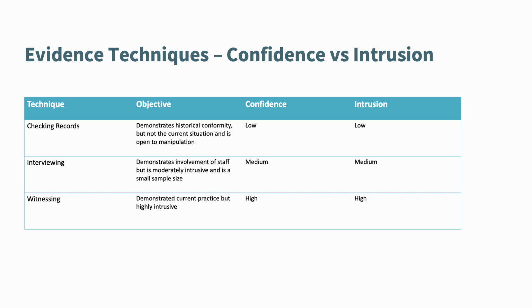The next stage up from that is interviewing. That's quite good because generally you'll be interviewing staff, so it demonstrates an involvement of the staff. It's quite intrusive and you'll only get a small sample size, and it's probably a sample that might also be quite biased. But you would hope staff would be telling you the truth and telling you what's happening. So it's got a medium confidence level, but also a medium intrusive level. Staff are generally used to the idea of being interviewed or having someone in with them, so you would hope it wouldn't bother them too much.